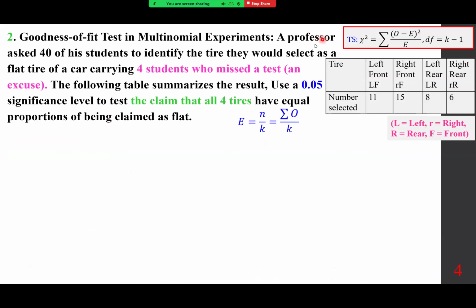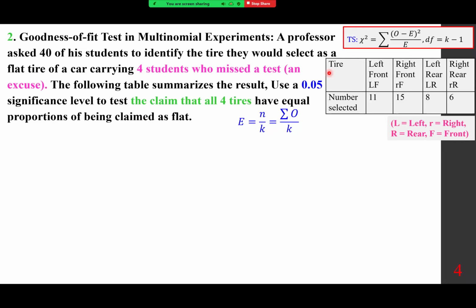All right. A professor asked 40 of his students to identify the tire they would select as a flat tire of a car carrying 4 students who missed the test and excuse. The following table summarizes the result. Use a 0.05 significance level to test the claim that all 4 tires have equal proportions of being claimed as flat.